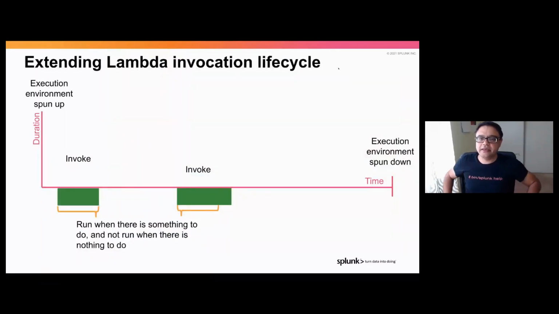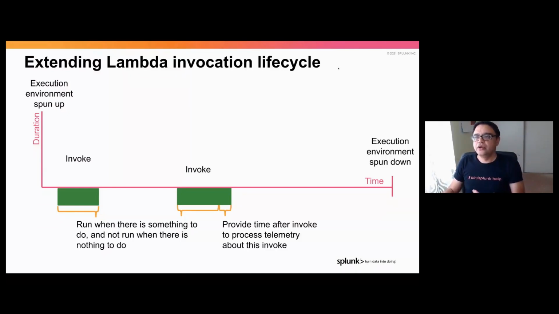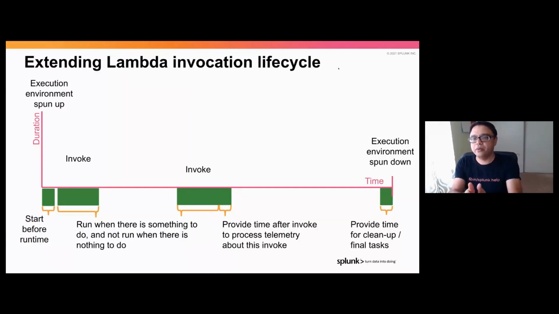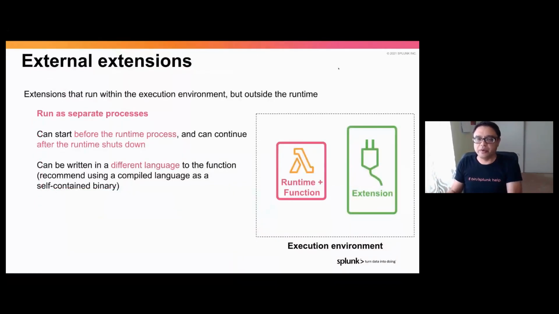So let's dig deep into Lambda extensions. Extensions extend the Lambda invocation cycle to only run when there is something to do, and do not run when there is something not to do. They can also continue to run after a function invocation has finished and send telemetry data out about what happened during that invocation. They can initialize work before the server execution starts.